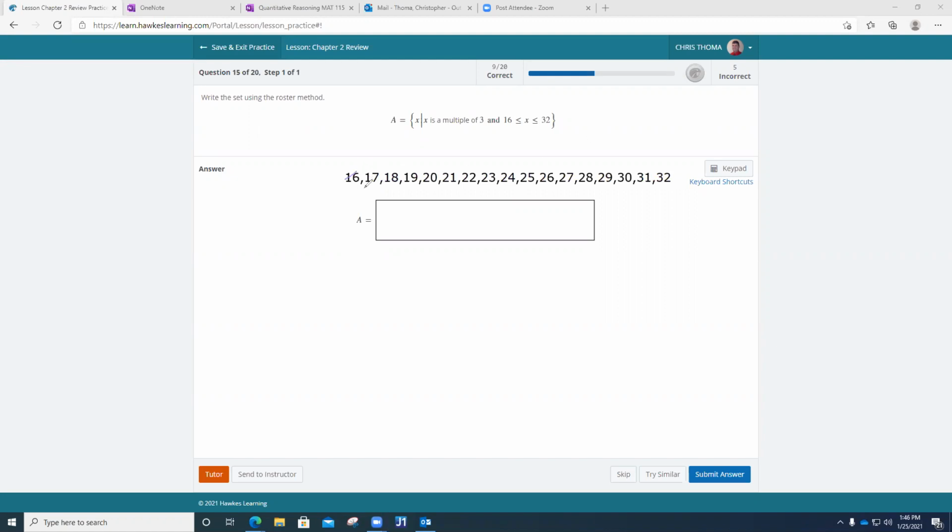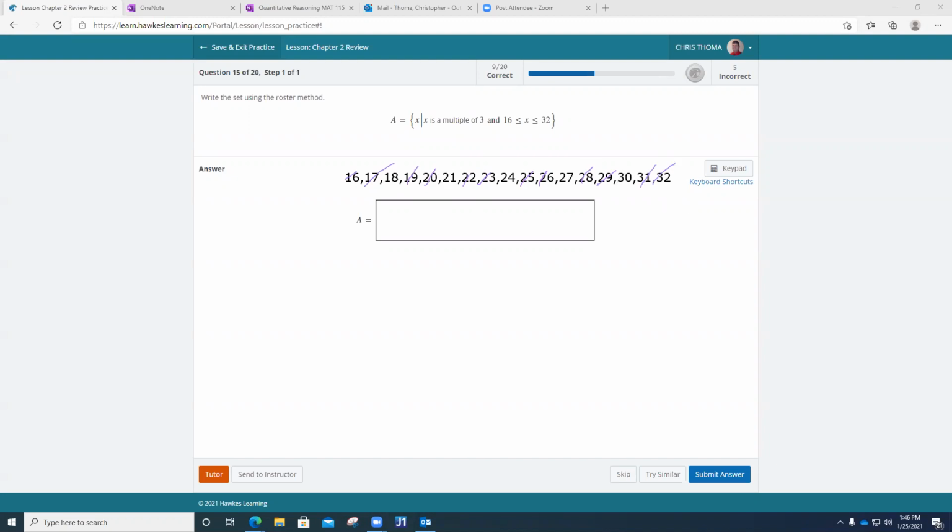So 16 is out. 17 is a prime number, so it's out. 18, 1 plus 8 is 9, and 9 divided by 3 is 3. So therefore, 18 is good. 19 is a prime number, so that is out. 2 plus 0 is 2, so 3 doesn't go into 20. 2 and 1 is 3, 21, so that one's good. 3 does not go into 22. 23 is a prime number. 3 goes into 24, doesn't go into 25, 26 does not, 3 goes into 27, doesn't go into 28. 29 is a prime number, 3 goes into 30, not 31, 32.